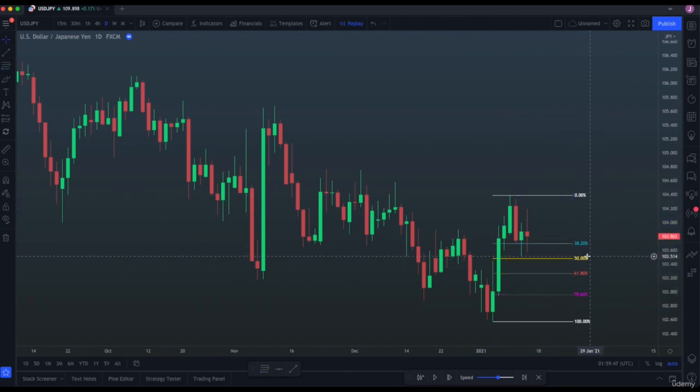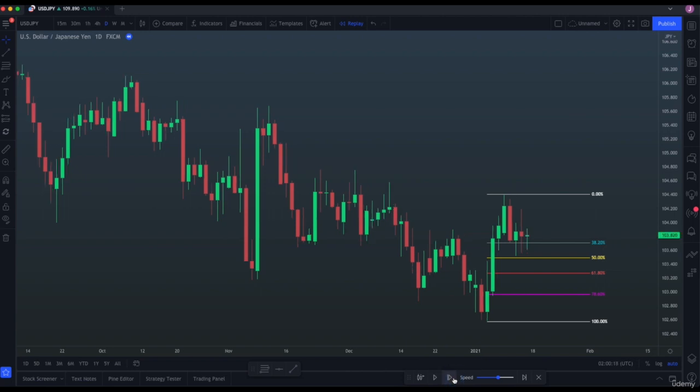Now again, we don't know where the corrective move could end, right? We just have to wait for a confirmation. So it could end here, here, here, or even here. Okay. So one confirmation that we can wait is to wait for a candlestick rejection or a price action pattern, a continuation pattern. All right.